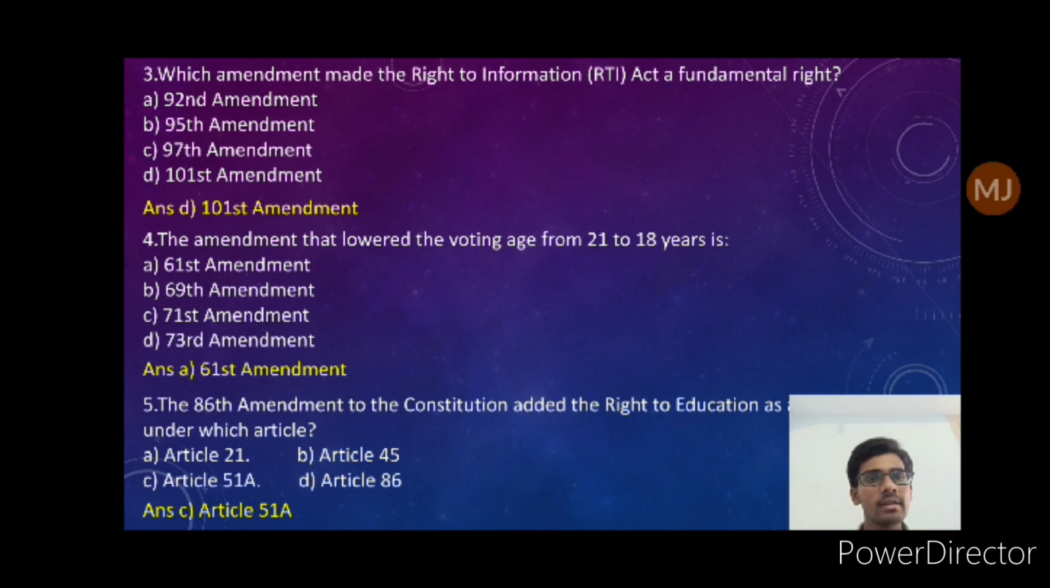Fifth question. The 86th Amendment to the Constitution added the right to education under which article? Options are option A Article 21, option B Article 45, option C Article 51A, and option D Article 86. Answer is option C Article 51A.